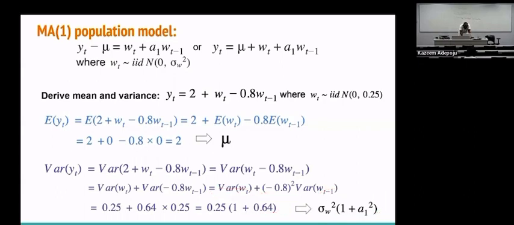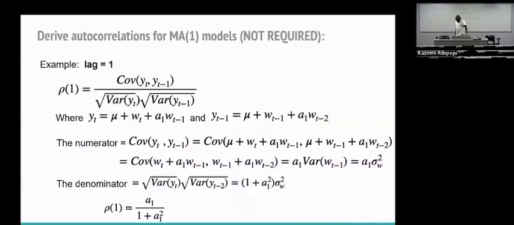Okay, we now want to talk about the autocorrelation. Don't forget, there are three important things: the mean, the variance, and the autocorrelation. Okay, the autocorrelation now. Of course, what is the correlation formula?